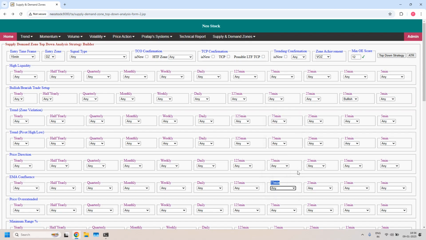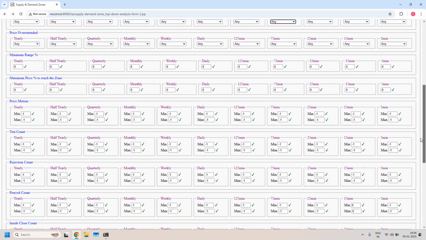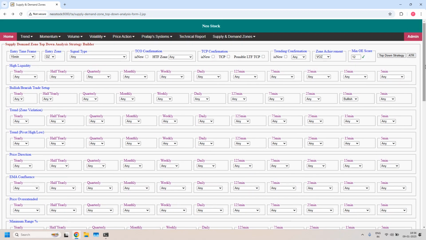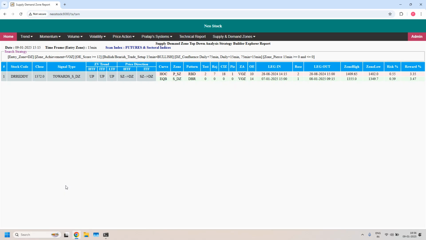Removing this EMA filter. In the demand zone confluence, 3 filters we have to set. First filter is already enabled. Second filter, 15 minutes demand zone with daily demand zone confluence. Third, 75 minutes demand zone with daily demand zone confluence. With all the 3 filters, LTF, ITF, HTF demand zone confluence, we got only 1 stock.